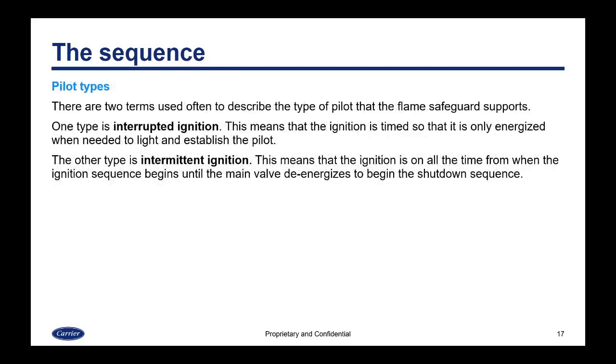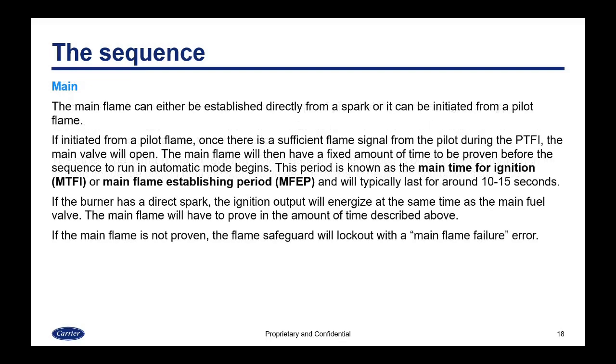There are two terms often used to describe the type of pilot that the flame safeguard supports, and many of you have heard these terms but maybe didn't understand what they meant. One type is interrupted ignition. This means that the ignition is timed so that it is only energized when needed to light and establish the pilot. The other type is intermittent ignition. This means that the ignition is on all the time from when the ignition sequence begins until the main valve de-energizes to begin the shutdown sequence. So this could also be called continuous ignition.